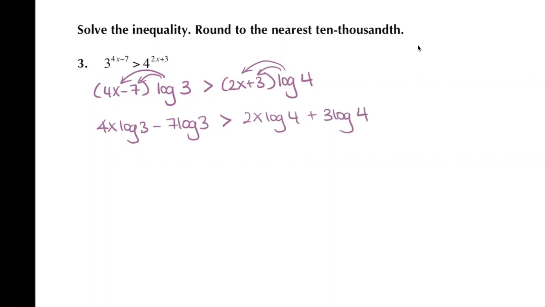From there, Faith, what do we do from here? Okay, from there you distribute it. Oh wait, no. You switch the sides, so you bring the x's together, and then you subtract 2x log 4. Good. So what do we get? On one side you have 4x log 3 minus 2x log 4, and then you can add the 7 log 3 to the other side, and then it's 3 log 4 plus 7 log 3. Perfect. Nicely done.